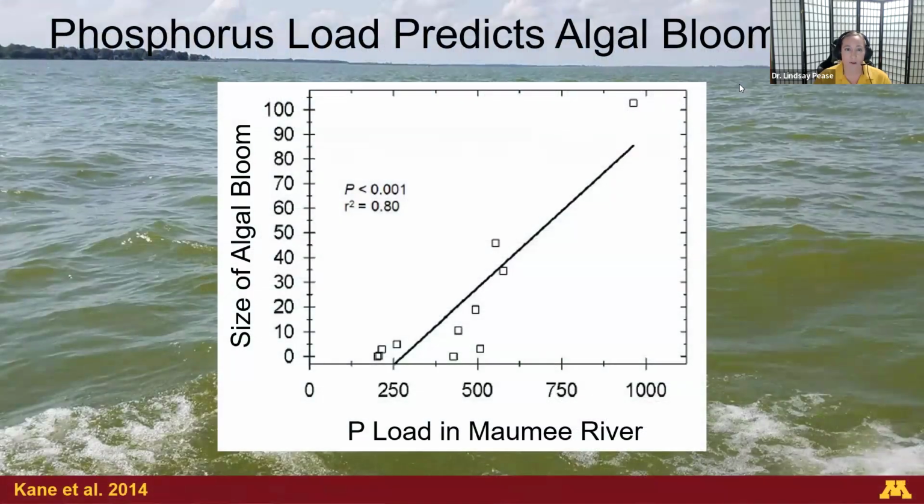And we did find out that phosphorus load predicts algal bloom size. Pretty early on, we had an idea that the phosphorus load coming through the Maumee River and then into Lake Erie correlated very well with the size of the algal bloom. So if we could work on practices that minimized phosphorus loading to our streams and waterways, then we could help prevent some future harmful algal blooms from happening.